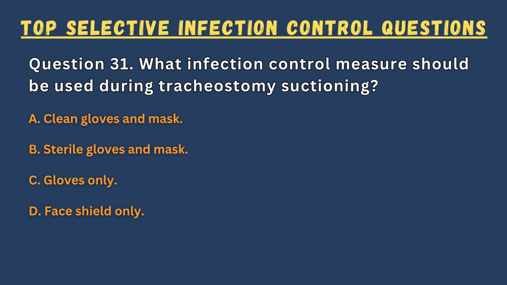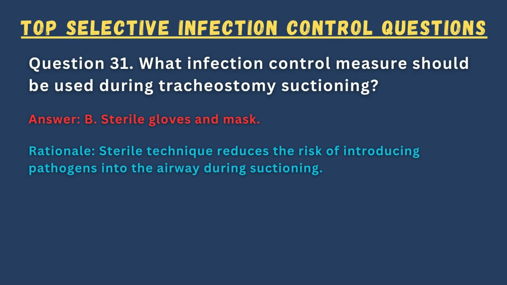Question 31. What infection control measure should be used during tracheostomy suctioning? A. Clean gloves and mask. B. Sterile gloves and mask. C. Gloves only. D. Face shield only. Answer: B. Sterile gloves and mask. Rationale: Sterile technique reduces the risk of introducing pathogens into the airway during suctioning.